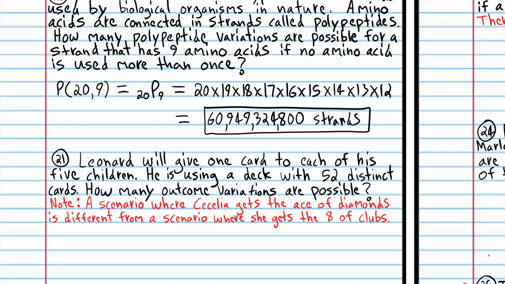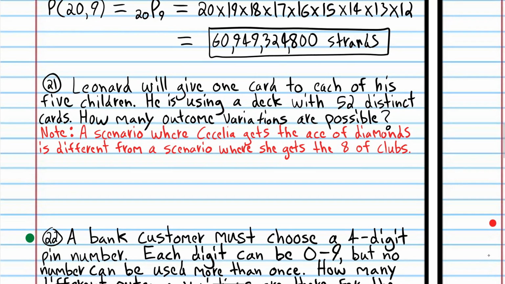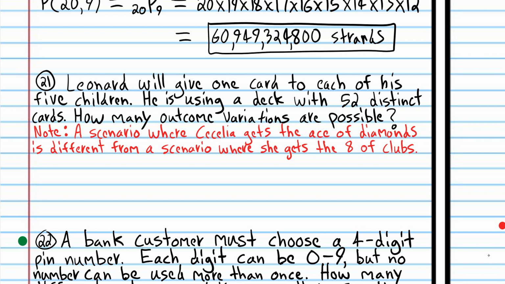Now, notice that he's giving these cards to his 5 children. Now, his 5 children are all different. So let's say that Cecilia gets the ace of diamonds. That's a different scenario where Cecilia gets the 8 of clubs. So if Cecilia gets the ace of diamonds and Mark gets the ace of clubs, that's different from Mark getting the ace of diamonds and Cecilia getting the 8 of clubs.